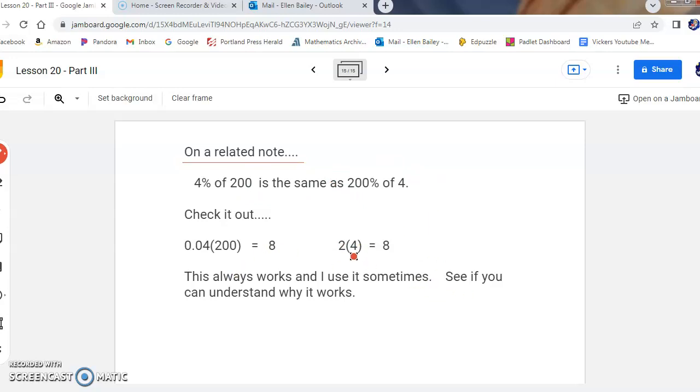All right, so see if you can understand why it works. It actually is a kind of cool thing. It just works because of the way multiplication works and the way the commutative property works. Okay, so everything that's here on this page, probably don't really need to put a box around it since I'm saying everything, but just jot this down somewhere. See if you can figure this one out.